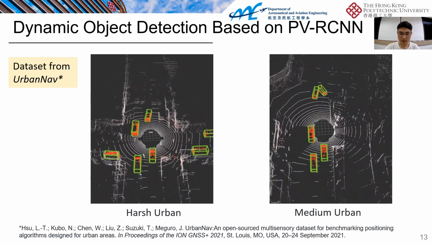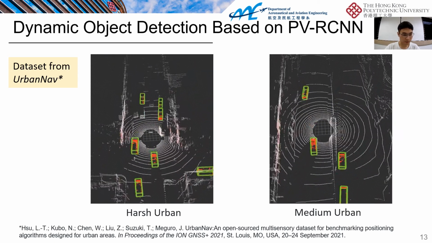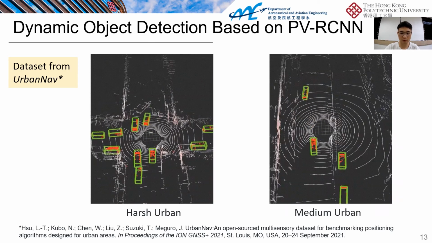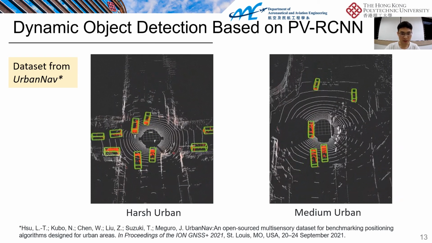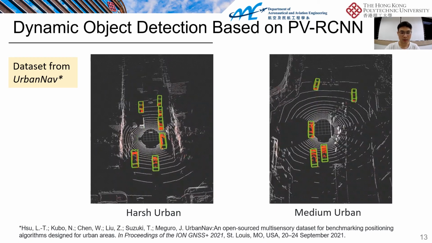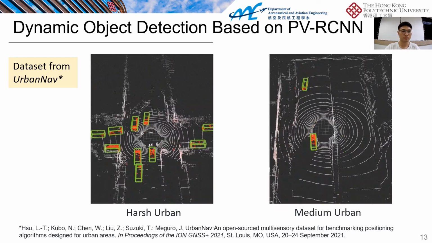The green bounding boxes show the detected vehicles. As we can see, in both harsh urban and medium urban scenarios, most cars are well detected. Okay, this is the end of the 3D object detection part. Let's hand over to Huangfeng.